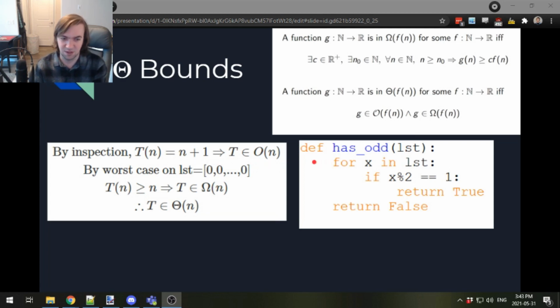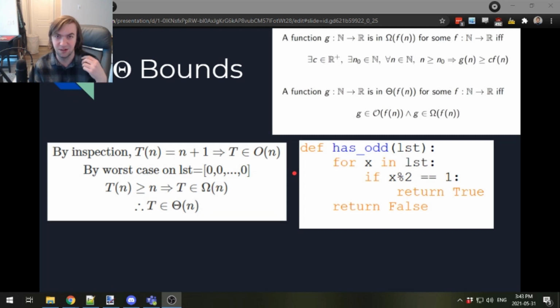It seems kind of easy. We pick c is 2, n naught is 1, and hey, look at that, we got what we wanted. Now, let's suppose that we want to look at the big omega, right? We want to look at what actually happens for our worst case scenario. What is the list going to look like? Well, the worst case list I can think of for size n is this list. It's 0, 0, 0. It's just all zeros. There are no odd numbers in there, right?